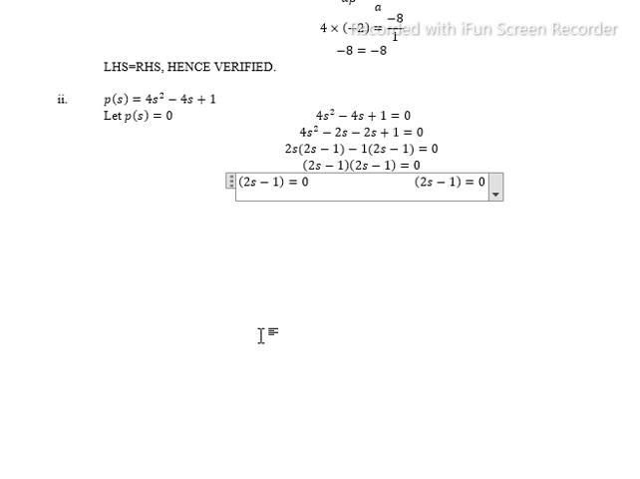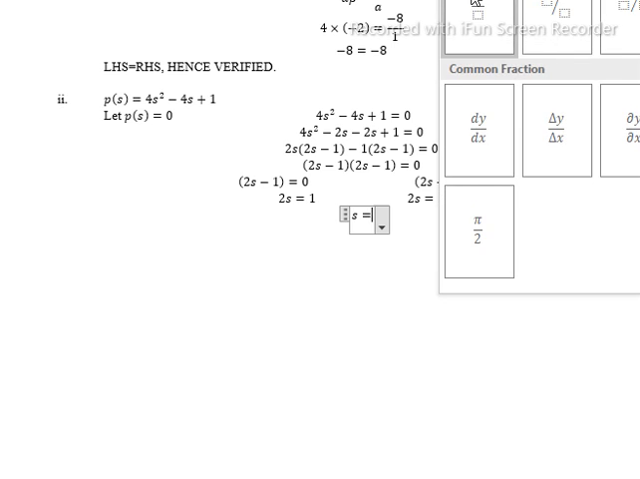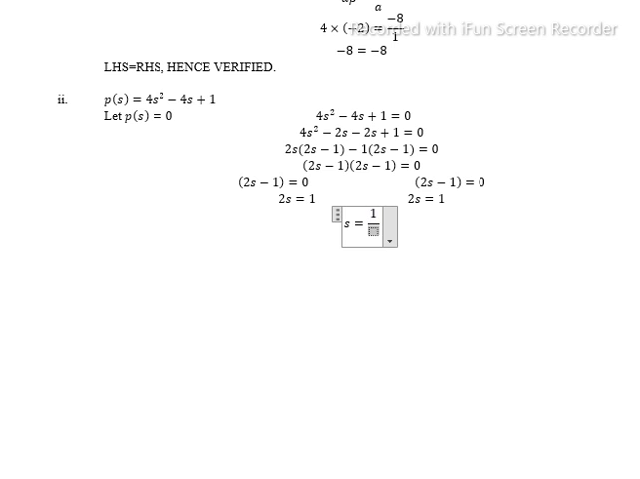Then what is the value of s? 2s is equal to minus 1, and when it goes to the other side, the sign becomes plus 1. So 2s is equal to 1. Then s is equal to 1 by 2. S is equal to 1 divided by 2.